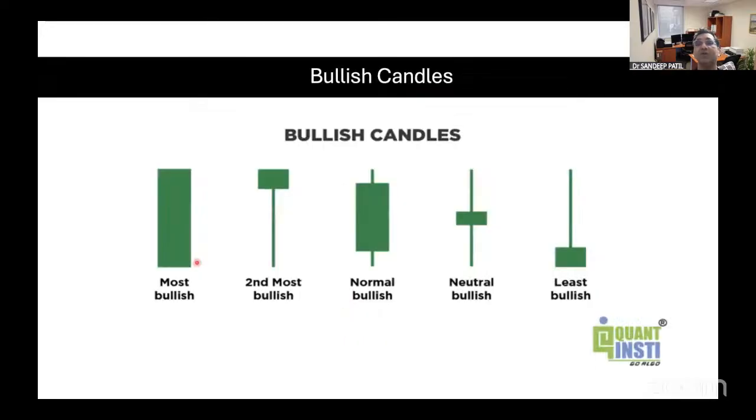Depending on what type of candles you see on a chart, you can interpret the candles. So this is the most bullish candle. It is open and close, and there is no selling at all. This is the second most bullish, like a hammer candle, where you see the close is at the top. There were sellers before, but the buying forces have taken out the sellers. So initially the price came down and then went up and closed above the open. That's why this is the second most bullish candle. Then this is a normal bullish, neutral bullish, and least bullish candle. So every candle represents the action in that day.